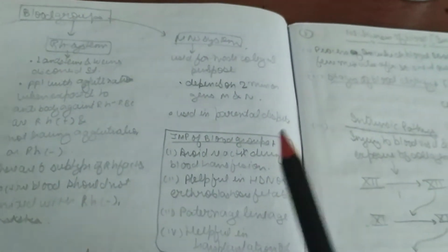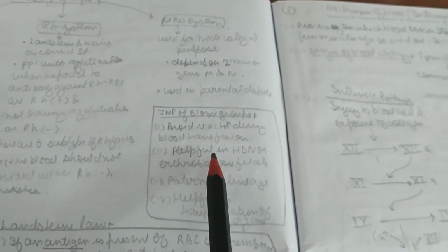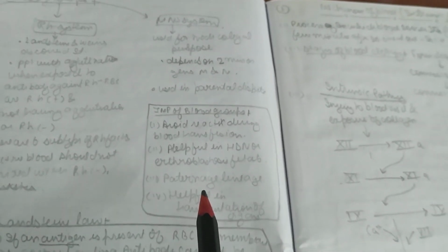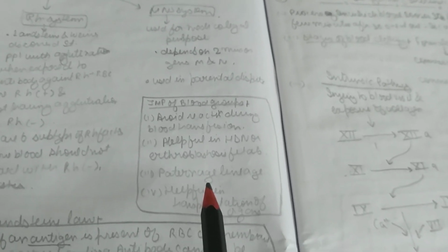So now let's talk about what's the importance of blood grouping. First, avoid reaction during blood transfusion in hemorrhage and accidents. Second, helpful in HDN or erythroblastosis fetalis. Third, that is paternal lineage. Fourth is helpful in transplantation of organs, because it's very necessary to know that the blood type is compatible or not. Otherwise, the organ will be rejected by the body by producing antibodies against the blood, right?